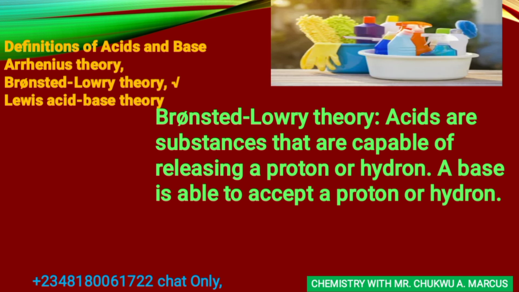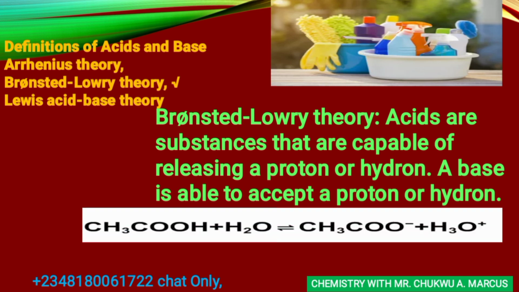But anyone that is able to accept a proton, we call that a base. An example of that is seen in ethanoic acid. The hydrogen ion is actually a proton, so it is able to release its hydrogen ion, which is a proton, to water. So this ethanoic acid defines an acid according to Bronsted-Lowry. Remember, this is in water. The first one I did was also in water.